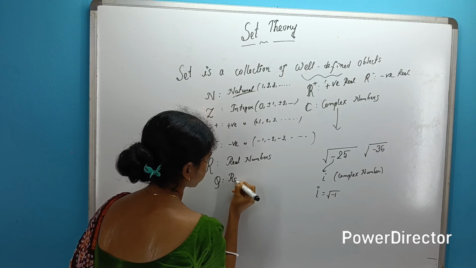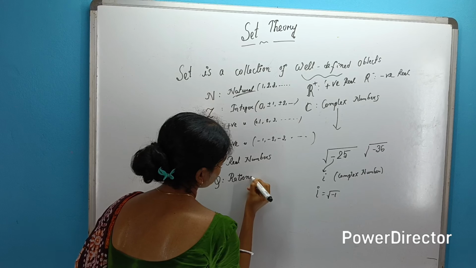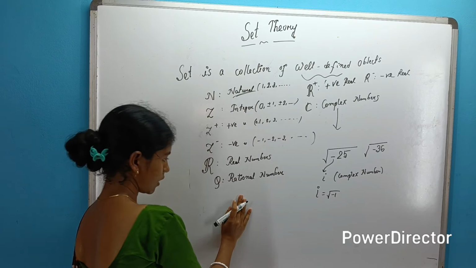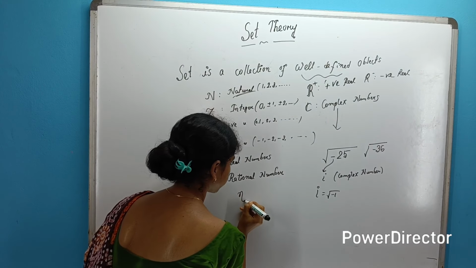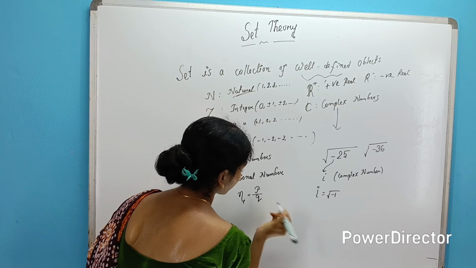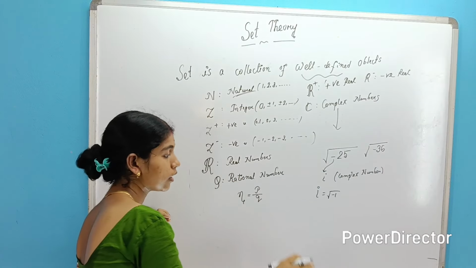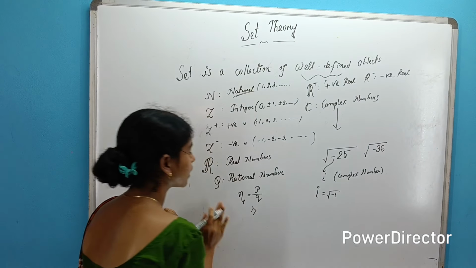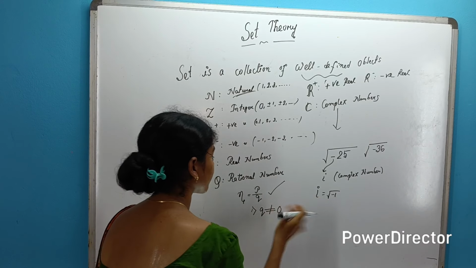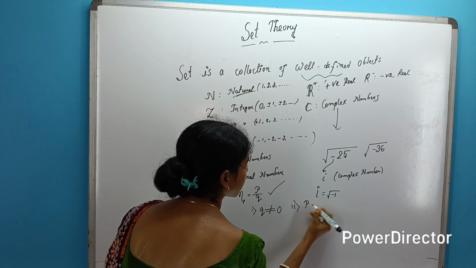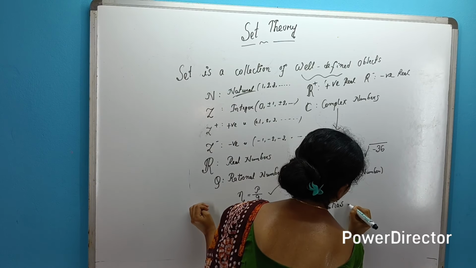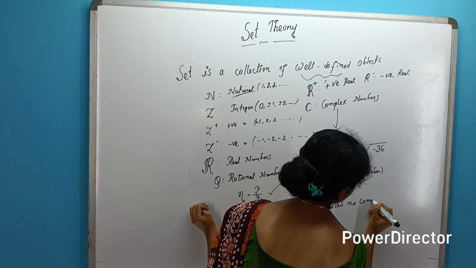Q means rational numbers. A rational number, if we consider a number which is denoted by P by Q form, where P and Q have no common divisor and Q is not equal to 0, then we will call it a rational number. If Q is not equal to 0, that means it is defined every time. And the second condition is P and Q have no common divisor.